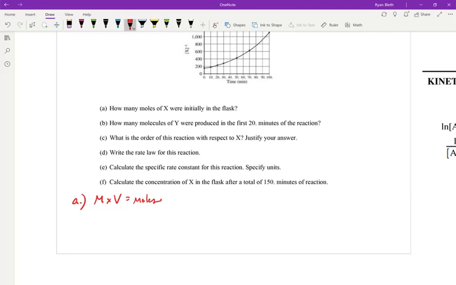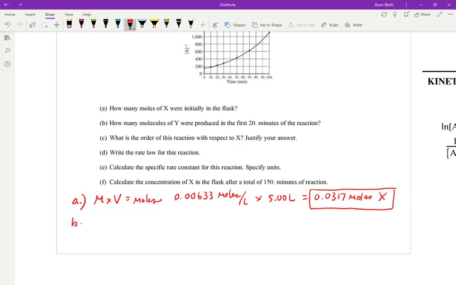We have a molarity initially of 0.00633 moles per liter, which came right from my data table, times a volume of 5 liters. So there are 0.0317 moles of X present initially. Just right out of the data table and a quick mole conversion, we've got that figured out. That's the number of moles of X present at the beginning.